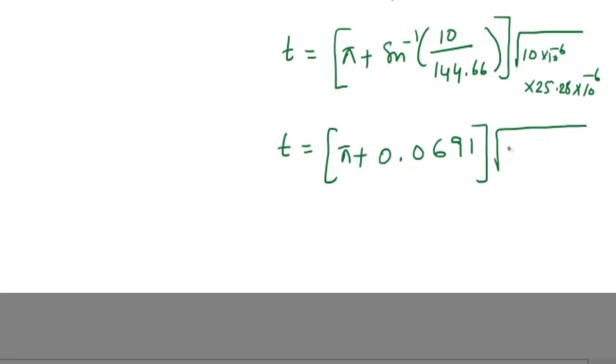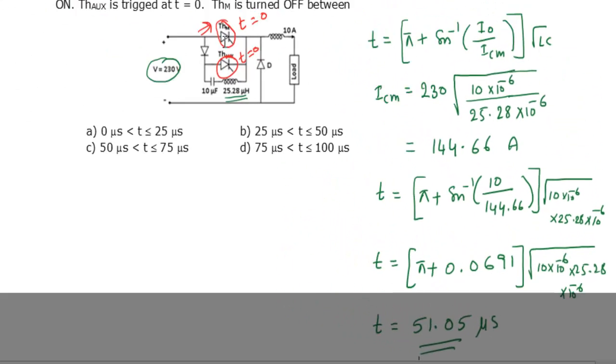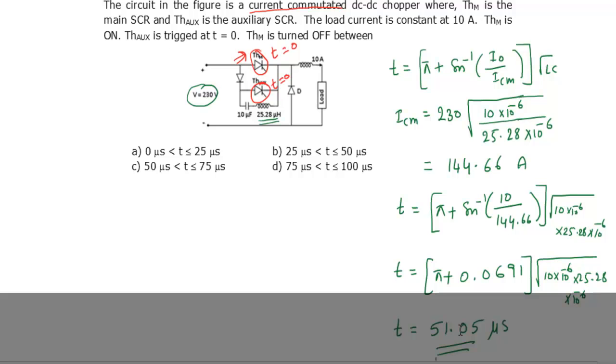So 10 into 10 to the power of minus 6 into 25.28 into 10 to the power of minus 6. Then if you recalculate, it will give you 51.05 microsecond. That means this main thyristor is turning off at 51.05 microsecond once you turn on both the thyristors at t equal to 0.